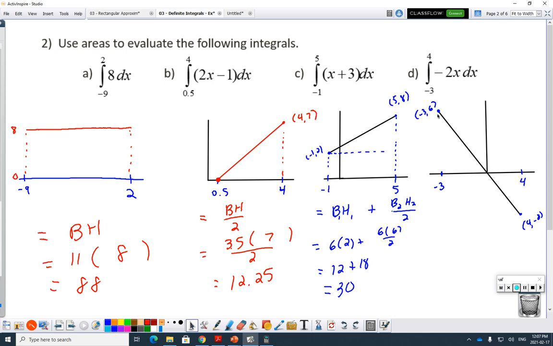So I've actually got two triangles here. Getting a little punchy after teaching all morning here. So I got two triangles to do here.